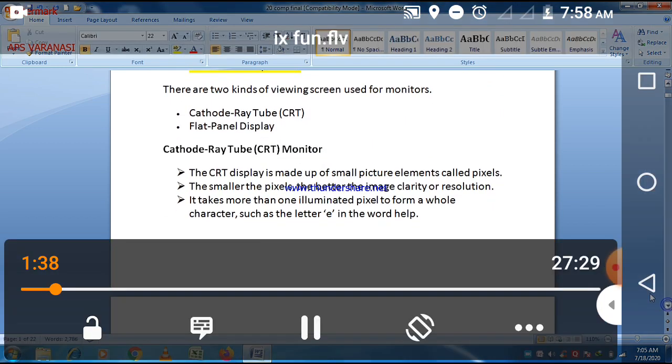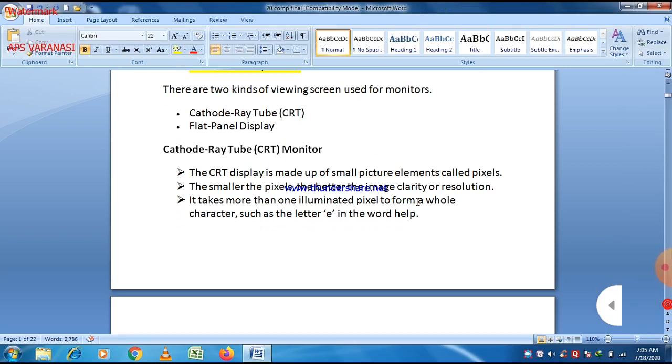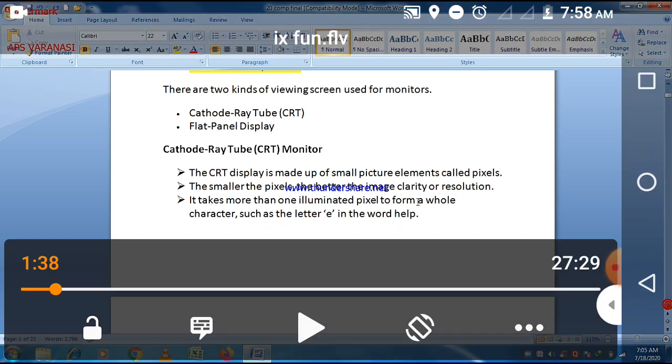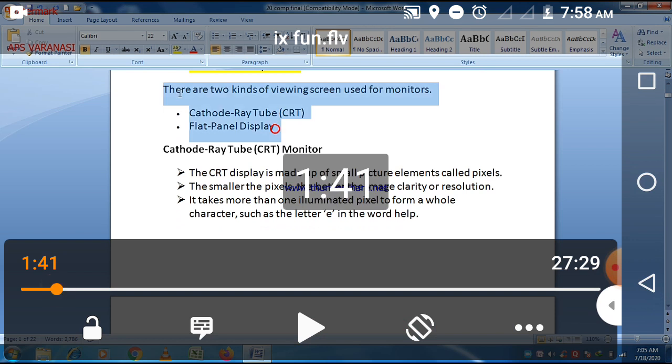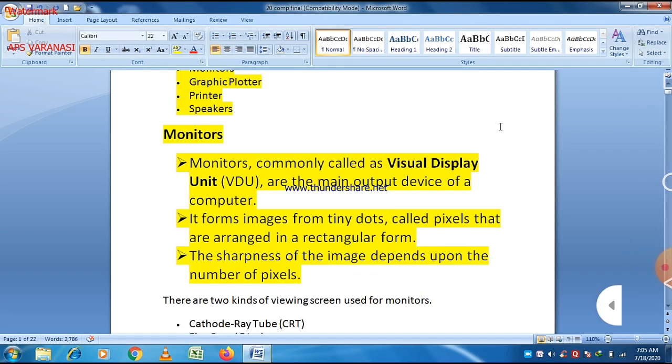So here the term used is pixels. What is a pixel? Pixels are the smallest picture element. The smallest picture element is called the pixel. And an image is formed using tiny dots, and these tiny dots are called pixels, and they are arranged in a rectangular form.